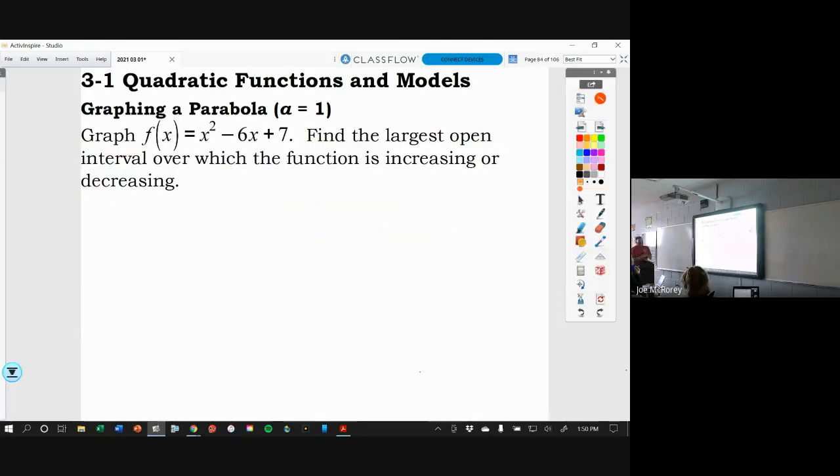We're going to graph x squared minus 6x plus 7. After we graph it, we're going to find the largest open interval over which the function is increasing. We're also going to find the largest open interval over which the function is decreasing. But the first thing we're going to do is write this in vertex form.